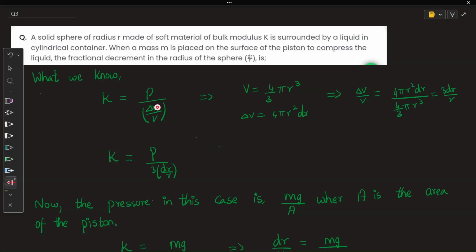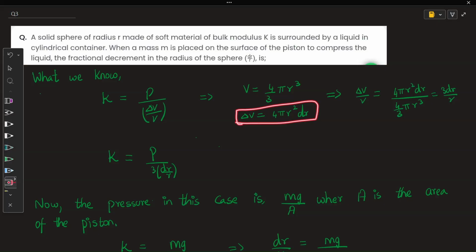So, let's write first. V is nothing but 4 by 3 pi r cube and delta V is nothing but, if you differentiate it, this 3 comes here, 3 gets cancelled. So, 4 pi r square and dr. So, delta V is 4 pi r square into dr. Now this implies delta V by V, which is 4 pi r square dr by 4 by 3 pi r cube. So I get 3 dr by r. There is another analogy for delta V.